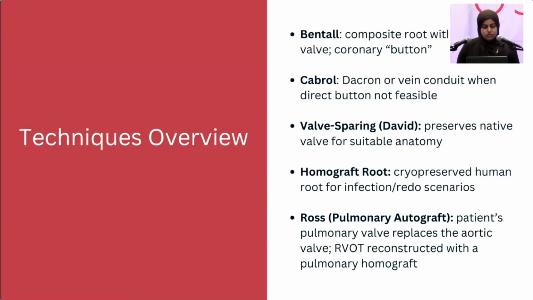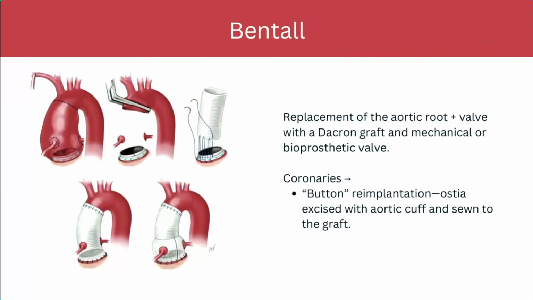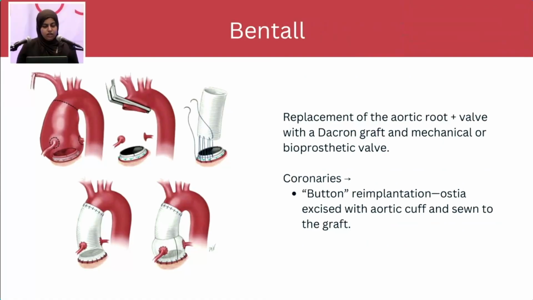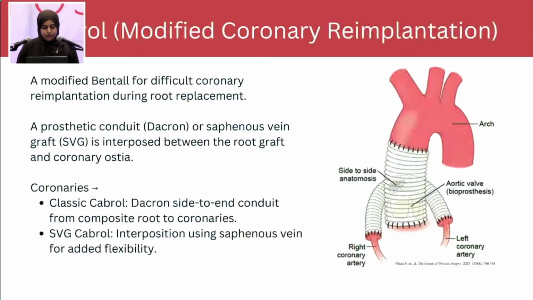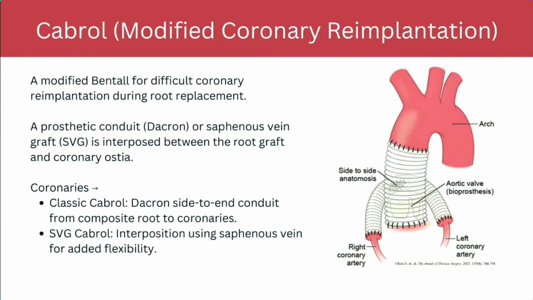These are the primary surgical approaches used in reoperative aortic root replacement, along with the coronary reimplantation strategies that we evaluated. The Bentall procedure replaces the aortic root and valve with a composite graft with the coronaries reimplanted using the button technique. Bentall is a durable and standardized option widely used in complex root pathology, but requires valve replacement and may involve lifelong anticoagulation.